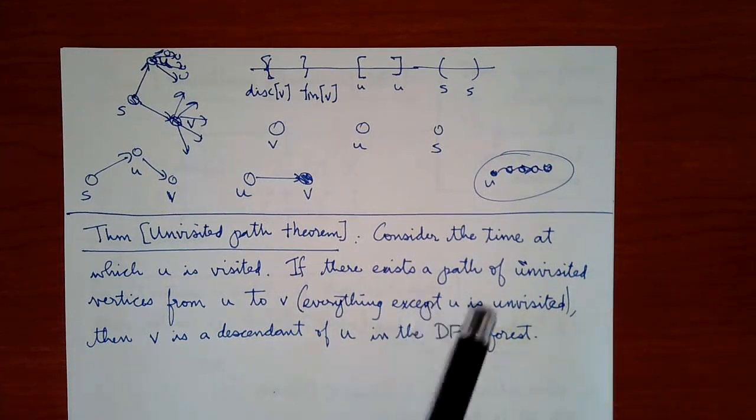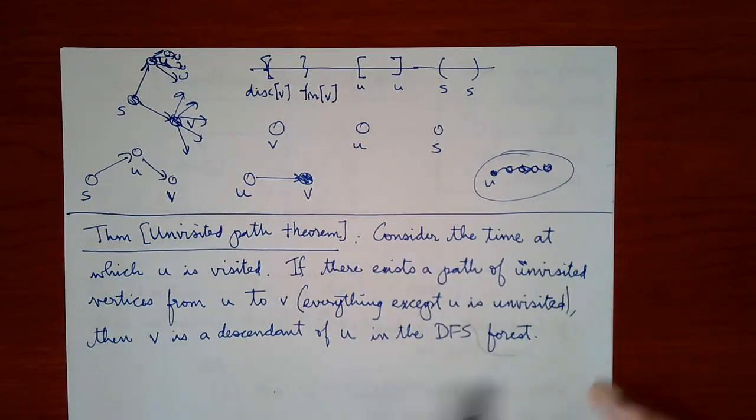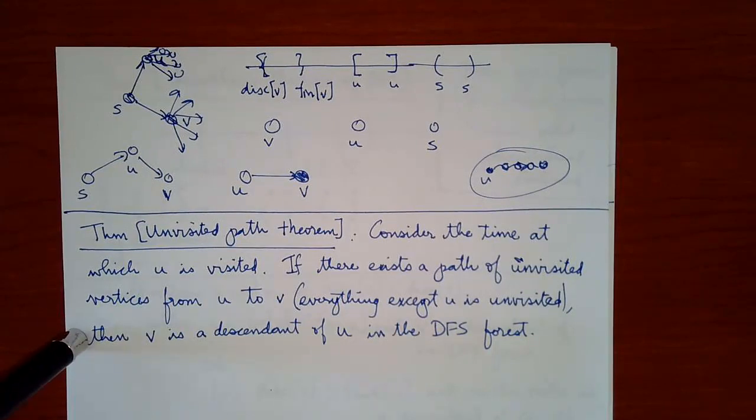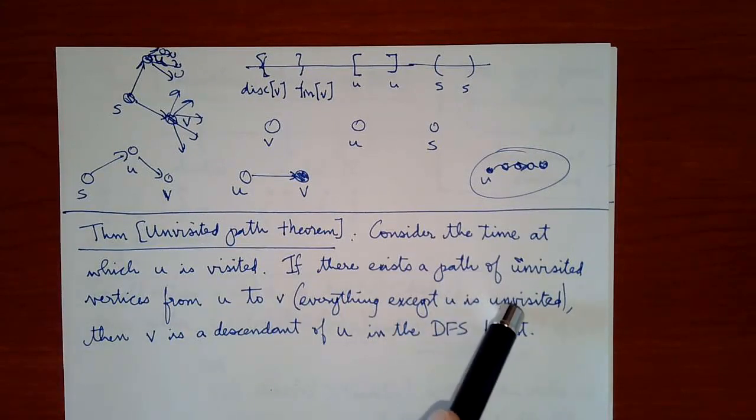Again, this is talking about a path of unvisited vertices, right? So it's talking about something about the structure of DFS. There could be a path of vertices which are visited, and that doesn't imply anything about the DFS forest. Am I making sense here?